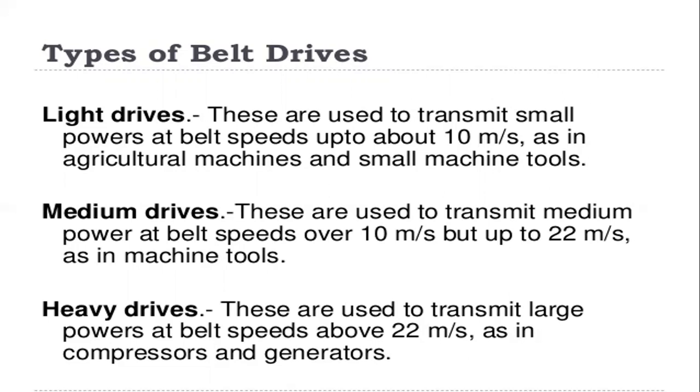The last one is the heavy type of drives. These types of drives are used to transmit large powers at belt speeds above 22 meters per second. The speed is not limited to 10 or 22 meters per second; it is above 22 meters per second, and these are highly used in compressors and generators.